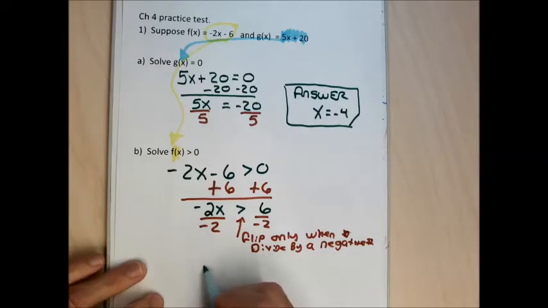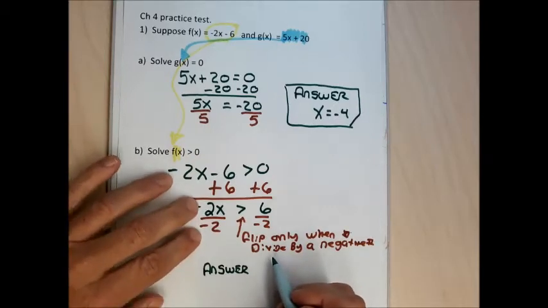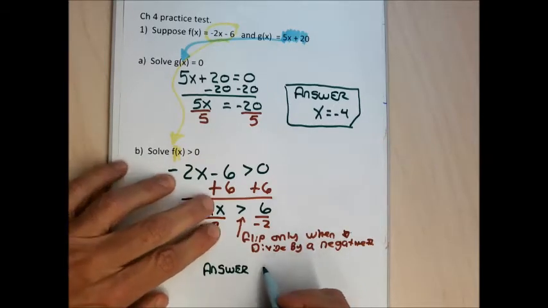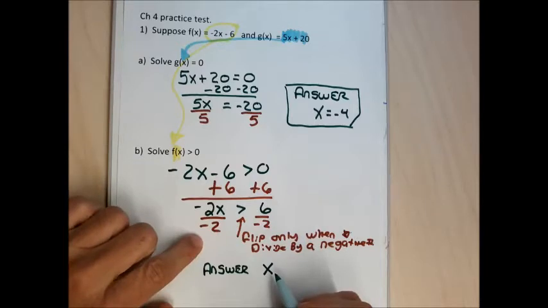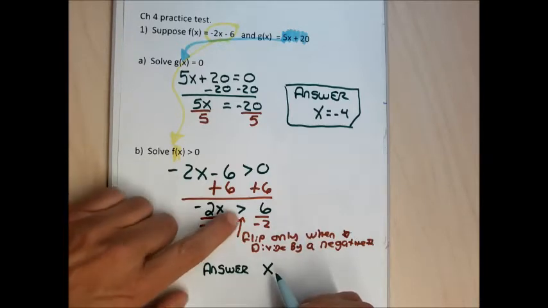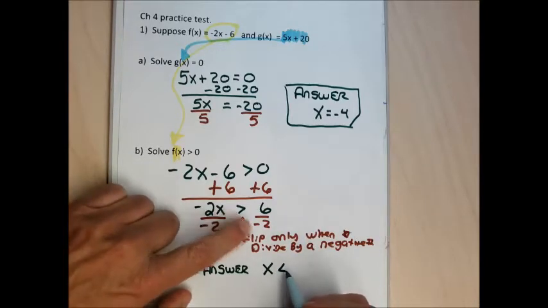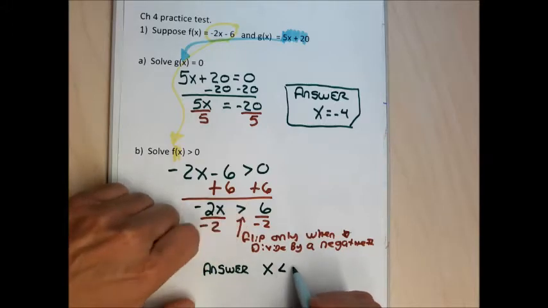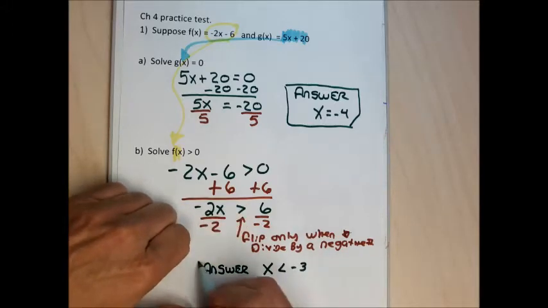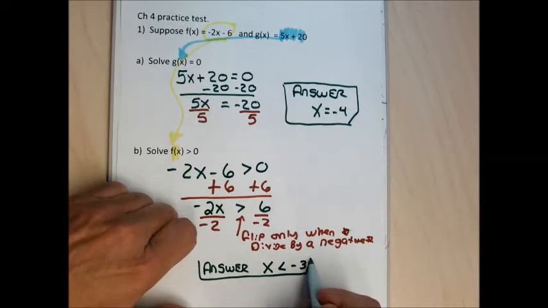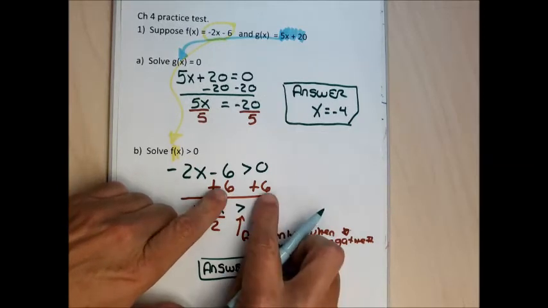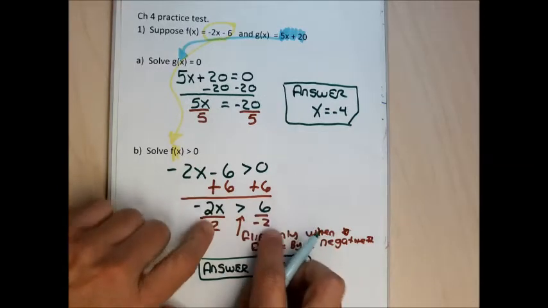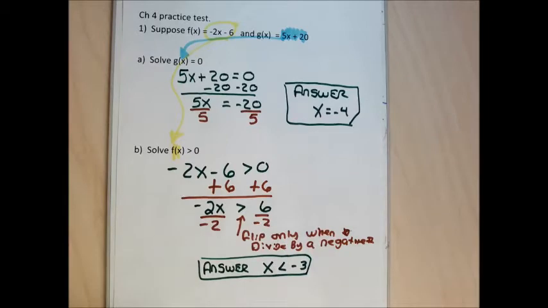So I'm about ready to write an answer. And I have to really clean this up nicely. On the left-hand side, the negative 2's cancel. They leave me with the x. Because the number I divided by was a negative, I'm going to change the greater than sign to a less than sign. And on the right-hand side, that fraction reduces to negative 3. Adding and subtracting never cause the inequality to flip. It's only multiplying and dividing by negatives.